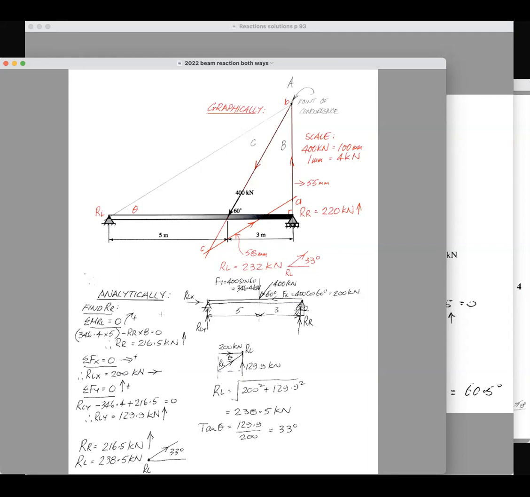leeway on your answers. So first thing you do is you put down all of the forces that are acting on this beam here.